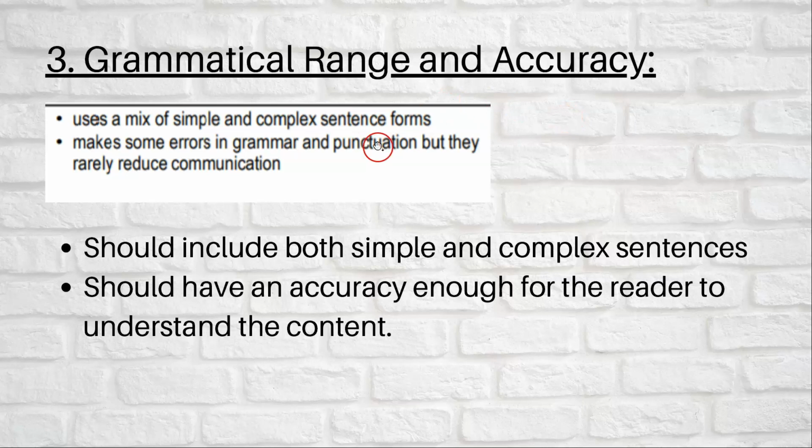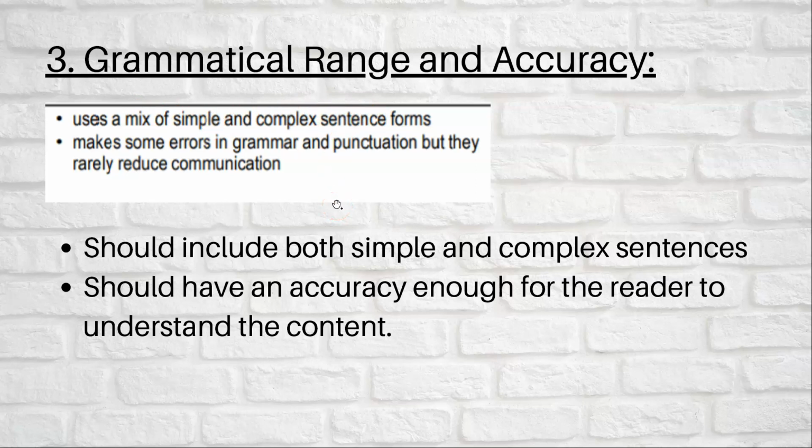Grammatical range and accuracy. Uses a mix of simple and complex sentence forms. Makes some errors in grammar and punctuation, but they rarely reduce communication. So another thing that a lot of IELTS teachers do is that they tell their students that you should have every single sentence a complex sentence in your answer. That is just another way of misguiding the students. You should include both simple and complex sentences, because the band descriptors clearly state that there should be a mix of simple and complex sentences.